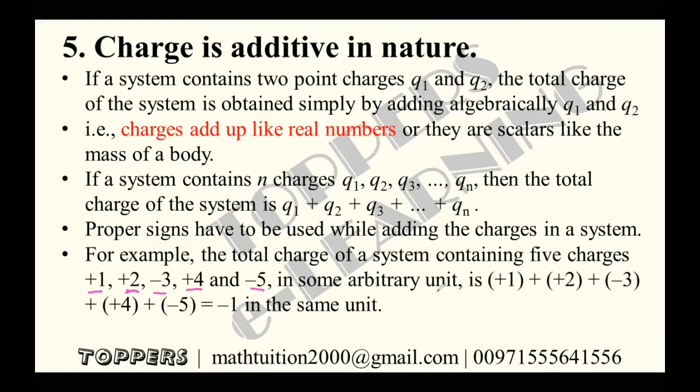So what is the total charge? Positive 1 plus positive 2 plus negative 3 plus positive 4 plus negative 5. That you will get negative 1, right? In the same unit, the total charge of the body will be negative. If you take another example, we have a positive 2 coulomb charge, positive 5 coulomb charge and negative 3 coulomb charge. So what is the total charge of that system? It will be positive 2 plus positive 5 plus negative 3. Positive 2 plus positive 5 is positive 7, and minus 3 is positive 4. So positive 4 is the total charge of the system.